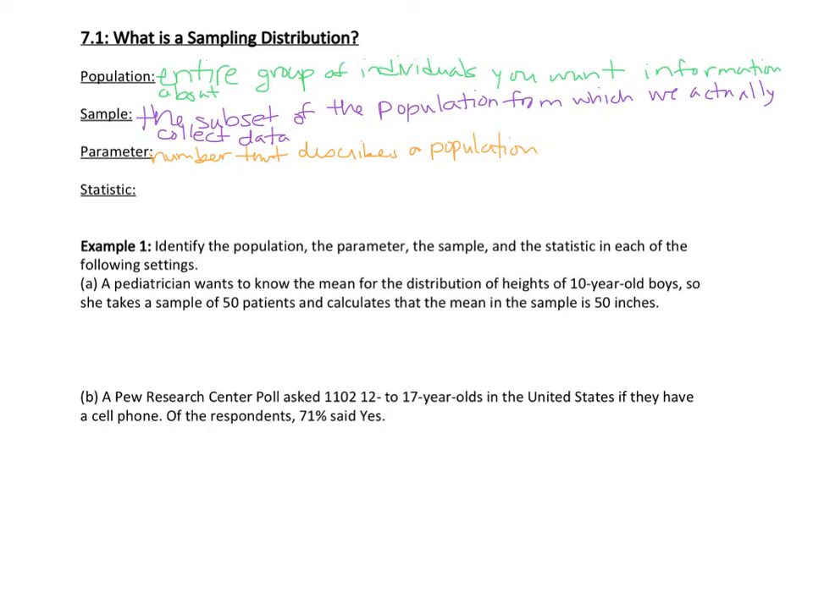Also, you'll notice that statistic and sample both start with S, and those are going to be the ones that go together. So a statistic is going to be a number that describes a sample. And as you might have guessed, the thing that we work with in this class is going to be the statistics, because we know that collecting parameters is really, really difficult.